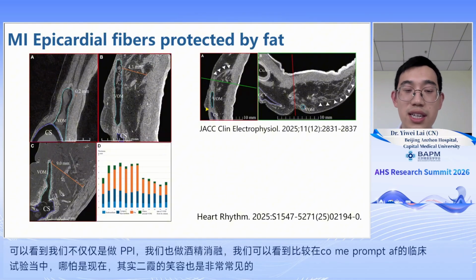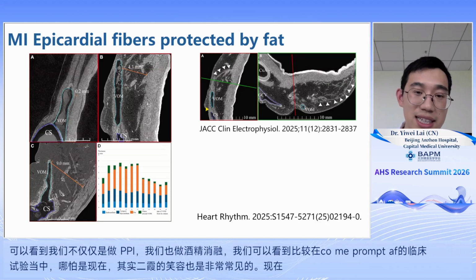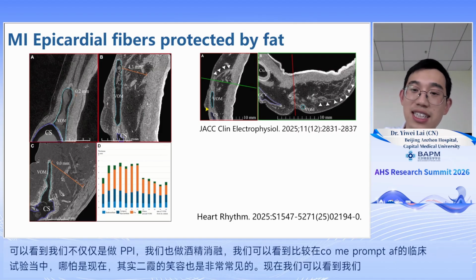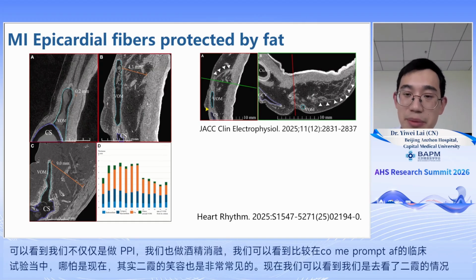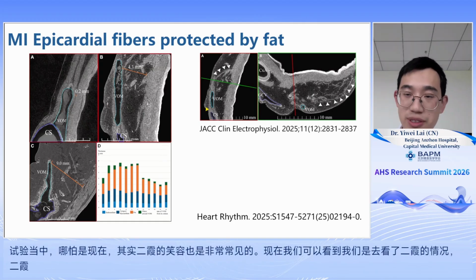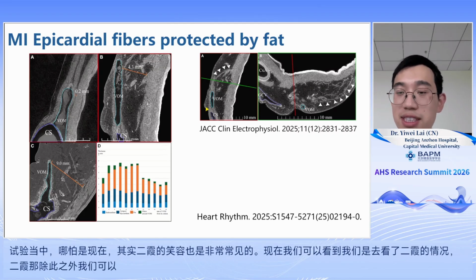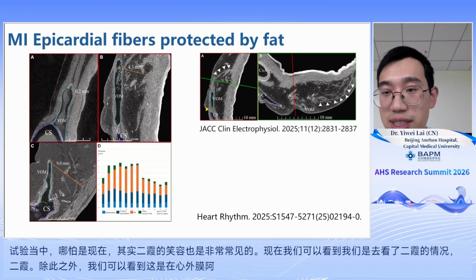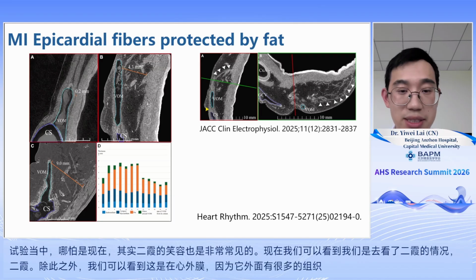Nowadays, we can use high resolution CT to analyze the microstructure of the mitral isthmus. And it turned out that the mitral isthmus is abundant in epicardial circuits that are carried or protected in the fat tissue. And apparently it is not easy to use any energy, either RF or CF, to penetrate this fat tissue from the endocardial side or the epicardial side.